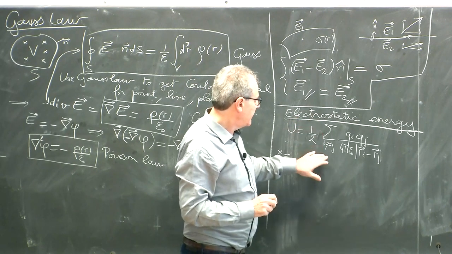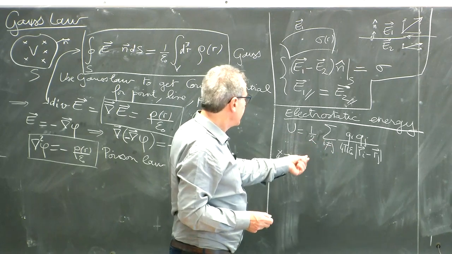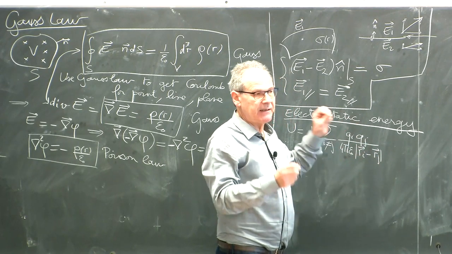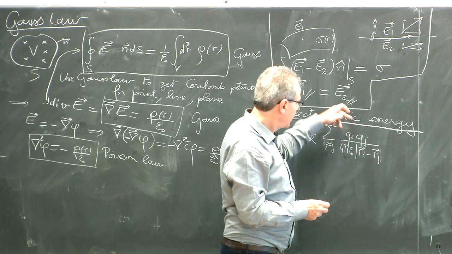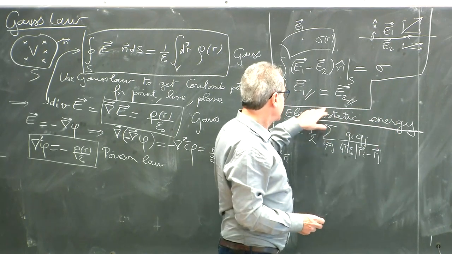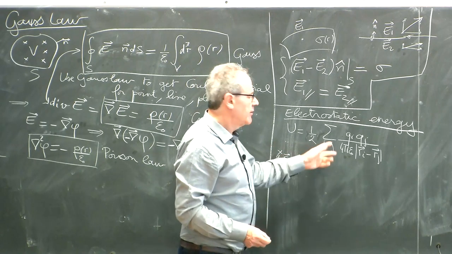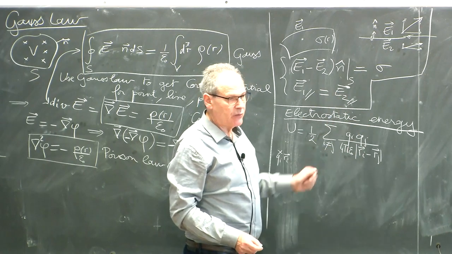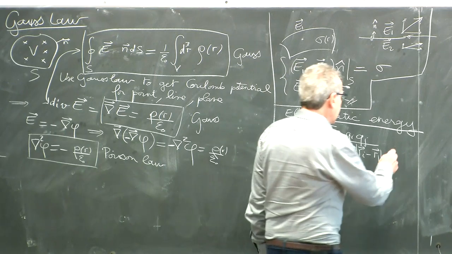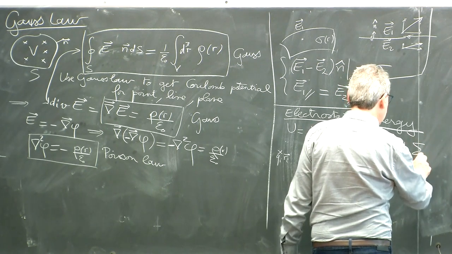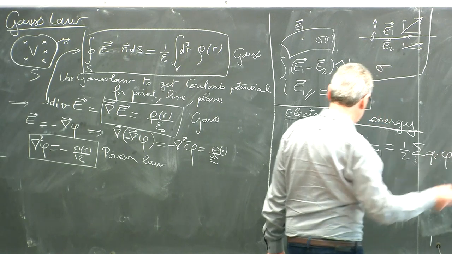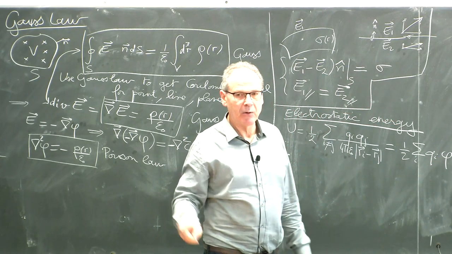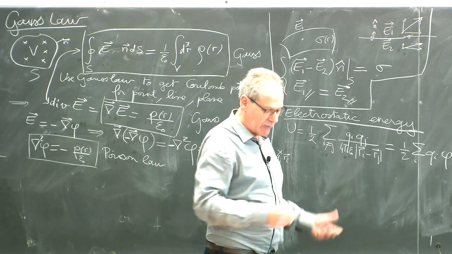Right? The factor 1/2 comes from the double counting. Each term, 1/4 pi epsilon 0 qi qj over |ri minus rj|, is the electrostatic potential energy of interaction between charge i and charge j. If you sum over i and j, you have a double counting because you count pair ij and pair ji, so you need a factor 1/2 to make normal counting. And this you can write as 1/2 of the sum over i of qi phi i, where phi i is the potential at point ri created by all other charges j not equal to i.